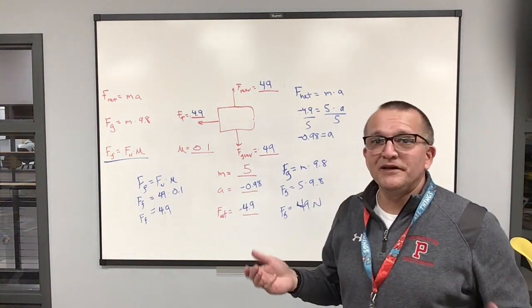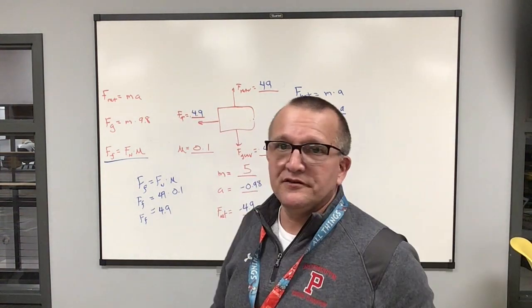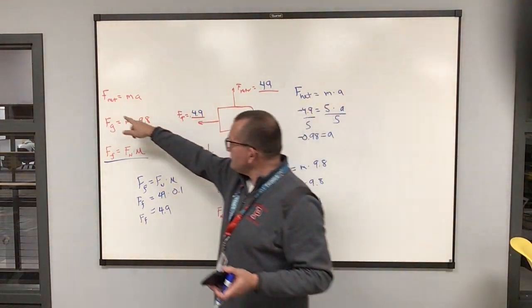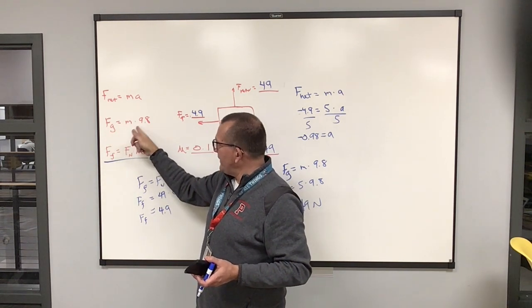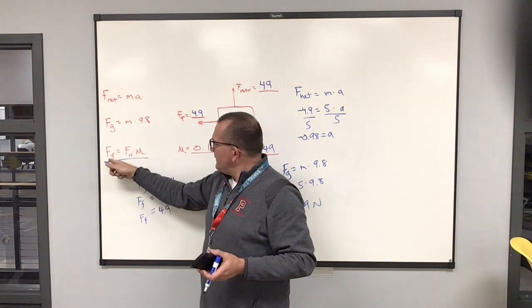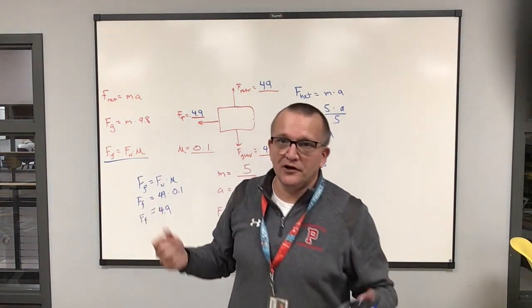So as long as we know certain things, we can solve for everything using those three equations. So to review the equations. Net force equal to mass times acceleration. Gravity, which is weight, is equal to mass times g, which is 9.8. And then our new equation, force of friction, is equal to normal force times mu, which is the coefficient of friction.